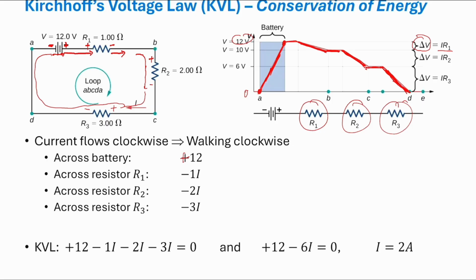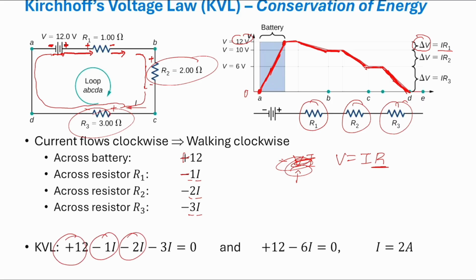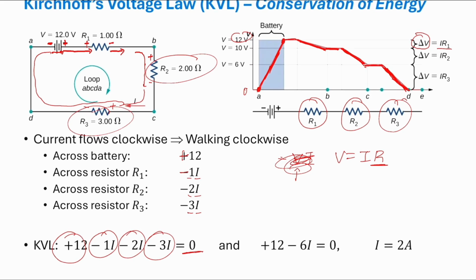Across resistor 1, remember, the voltage is V equal to IR, and the R is 1 ohm, so it's 1 I. R2, 2 I. R3, 3 I. So the sum of these terms, positive, negative, negative, negative, equal to 0. Simplify this expression, positive 12 minus 6I equal to 0. So I equal to 2 ampere.